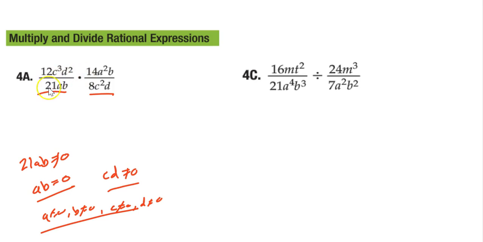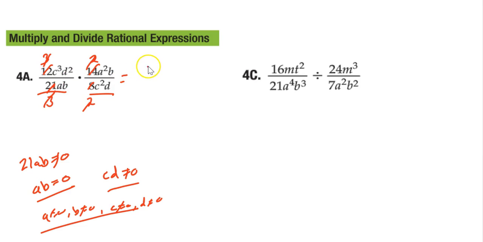So let's multiply these. To make it easier on myself with the numbers, I'm going to cross reduce, right? So 20 and 14, I can divide them both by 7. So 7 goes into 14 2 times, 7 goes into 21 3 times. 12 and 8, I'm going to divide them by 4. 4 goes into 8 2 times, 4 goes into 12 3 times. 4 goes into 12 3 times. Hey, then look, they reduce even more. 3 and 3, 2 and 2. So all the numbers are gone. They all reduced out.